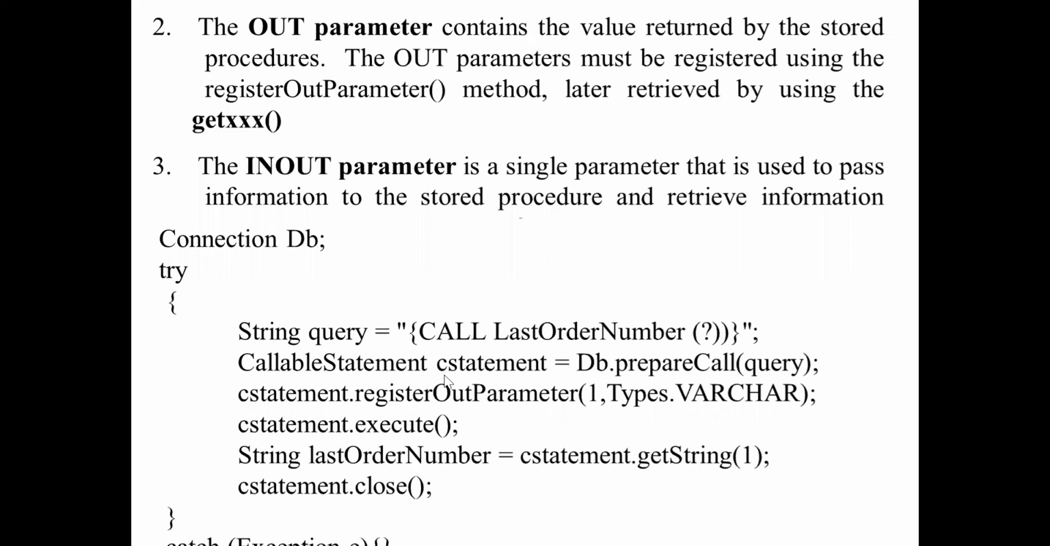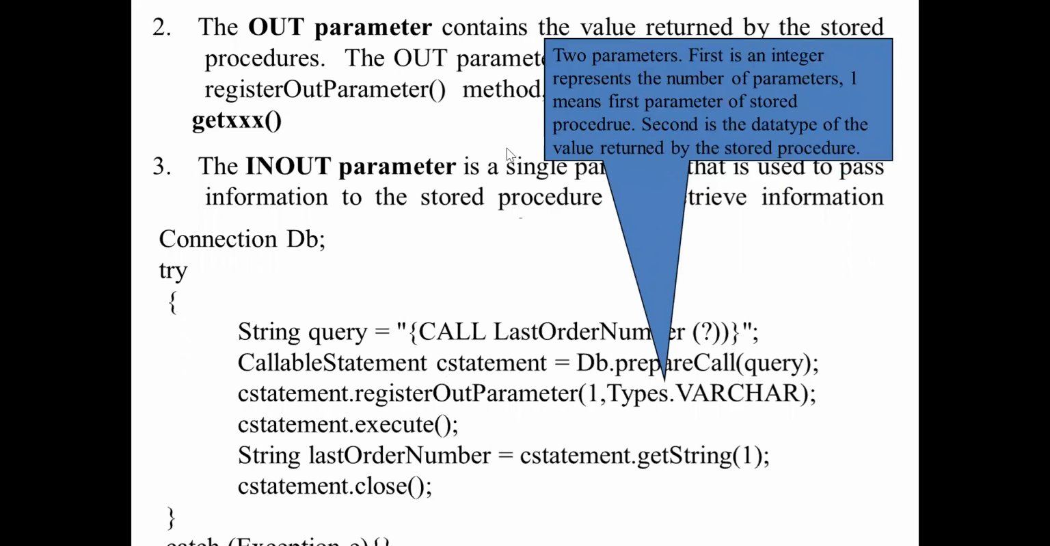The callable statement is nothing but a C statement equal to DB, the connection, dot prepare call of query. So we can prepare this by using the query statement. Then C statement is nothing but a callable statement. So we have to register by using the dot register out parameter for the out parameter, and we can send the two types of value. Which one? 1 comma types dot varchar.